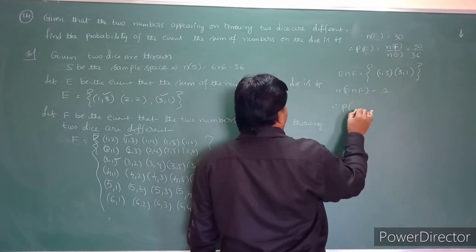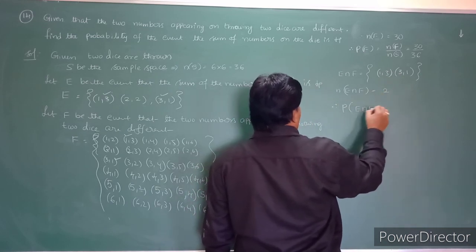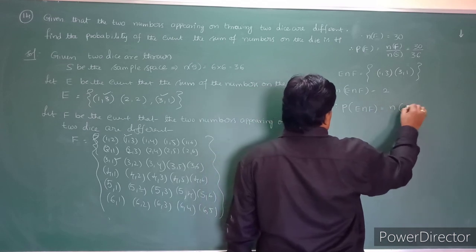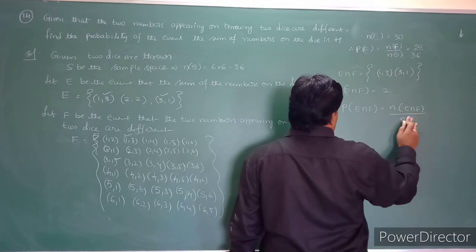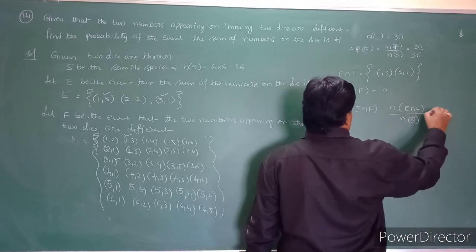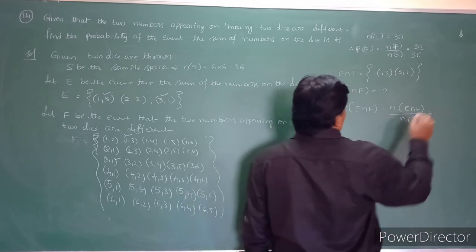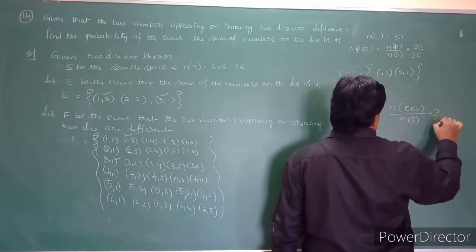Therefore, probability of E intersection F is equal to n of E intersection F by n of S. So this value is nothing but 2 by 36.